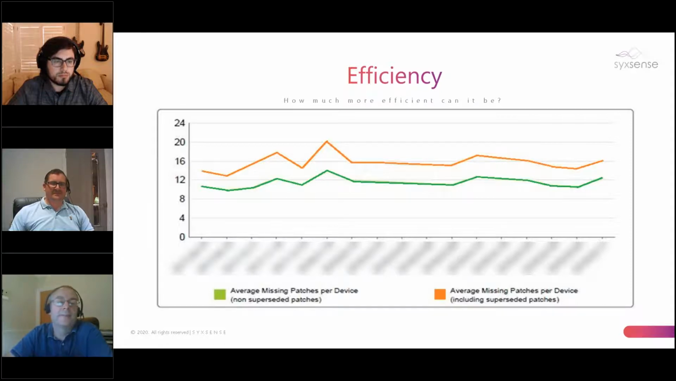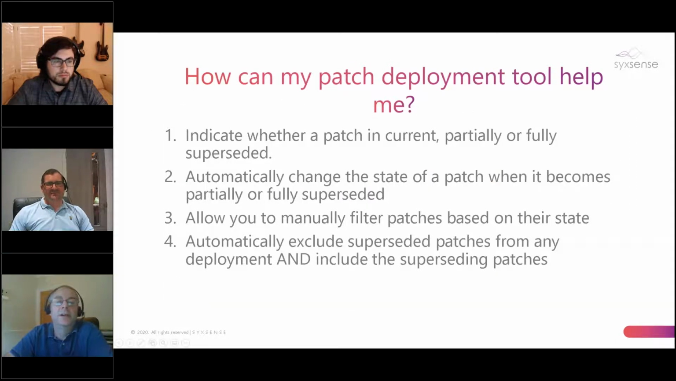Next slide, please, Rob. Okay, so how can my deployment tool actually help me? Well, in order to use this knowledge that we now have, the patch deployment tool that we are using must give us reliable information with regard to patch supersedence. As a bare minimum, it needs to at least indicate whether a patch has become partially or fully superseded. Having said that, if the tool can do more than that, then we can take advantage of this. So if the tool can automatically filter patches based on this information, we can go a stage further and create automatic patch deployment processes that can filter out the superseded patches and even replace those with the superseding patches.